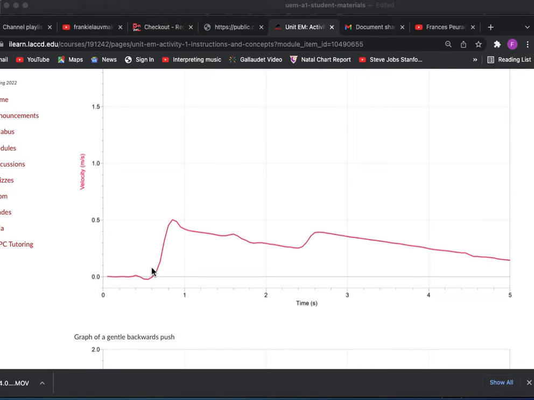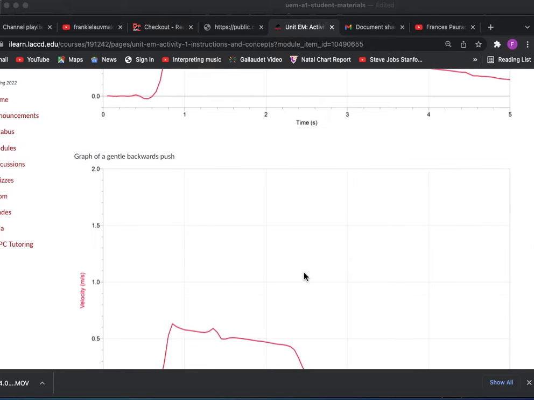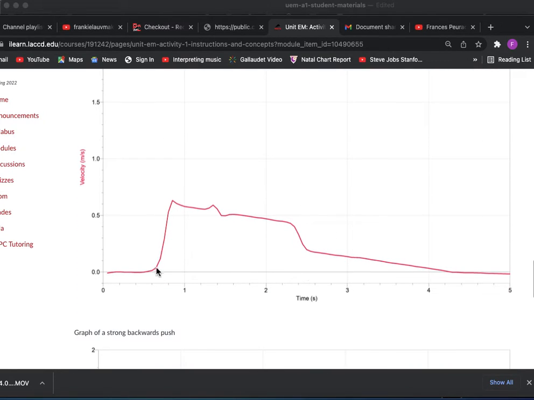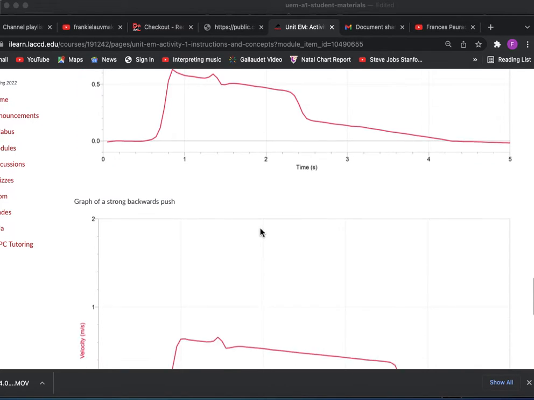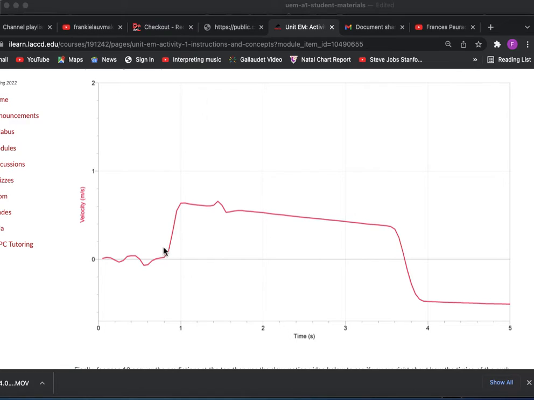And for this one, I put it here, here, and about here, because it increased just a little bit over here. As far as the gentle backwards push, I put my X here and here because it was hit, then the object moved, then it was hit again here, and then hit again right here. These are where I put my X's for this graph. And the last graph, I put X's here, here, here, and right here.